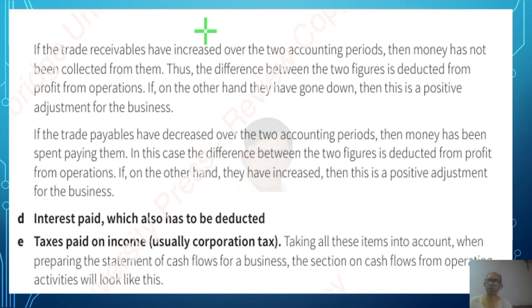Interest paid, which also has to be deducted. Taxes paid on income, usually corporation tax. Taking all these items into account when preparing the statement of cash flows of the business, the section on cash flows from operating activities will look like this.